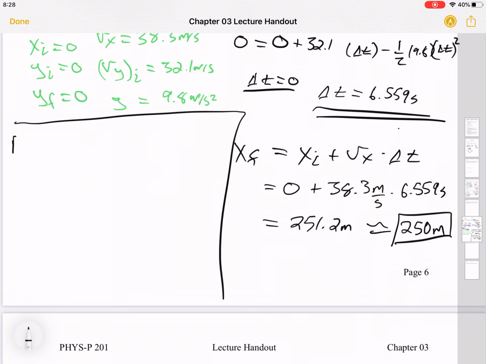So the next part is find y max. We can now say delta t to the top of that, to the apex of that path, is the time that we solved in the previous step divided by 2, right? I didn't write it down, so we'll calculate it quickly. 6.559 divided by 2 is 3.28 seconds, rounding a little bit.